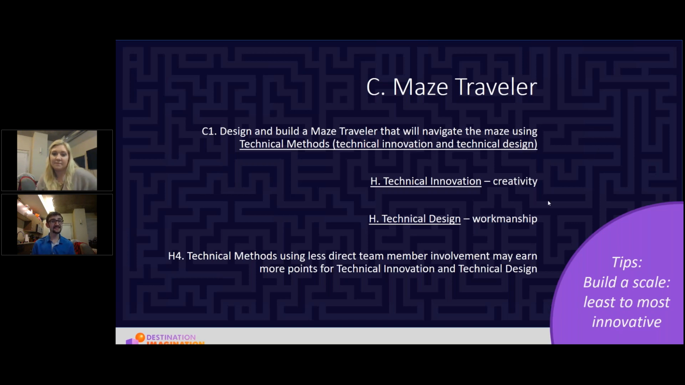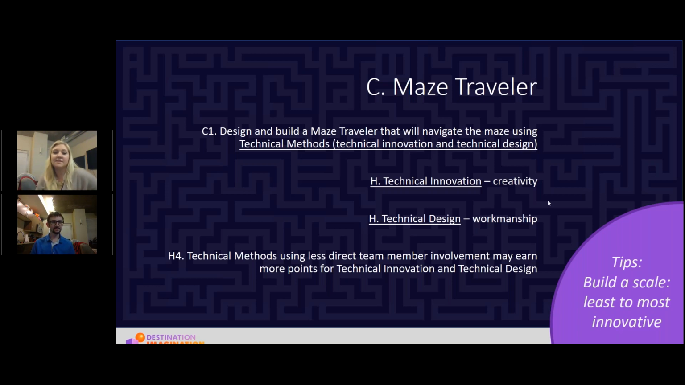Whereas technical design is more like workmanship. This is how well implemented that idea is. Something like a Tesla is a really well-designed car, but it's not as innovative as the Model T because cars already existed. They're just doing it a little bit differently.